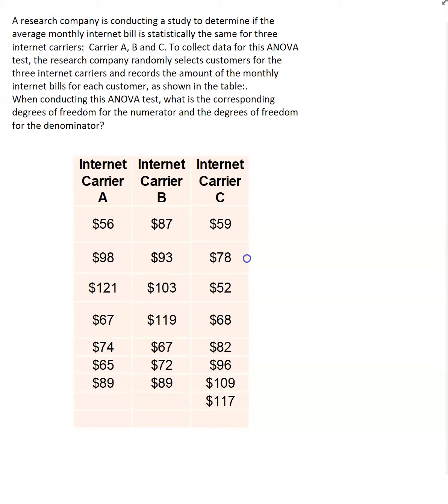So degrees of freedom for the numerator is k minus 1. Okay. K is 3 groups, 3 carriers. So 3 minus 1, which is 2. And then the degrees of freedom for the denominator is capital N minus k. Capital N is that we have to count all of these, right? How many entries we have. Because it's that many entries that counts for the sample size.